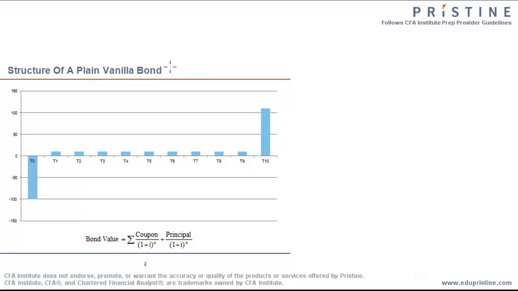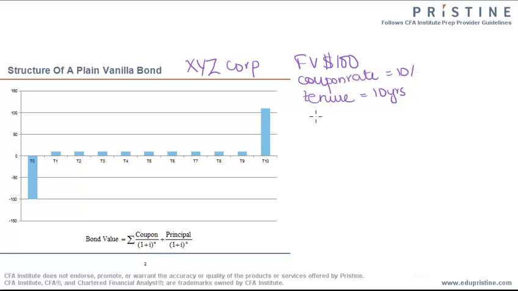If any company, for example, XYZ Corporation, issues a bond with a face value of $100, coupon rate of 10%, tenure equals to 10 years, and an annual frequency, the cash flows would look like this. The value of the bond would be given by this formula, where N is the number of years and I is the market interest rate, or the YTM.